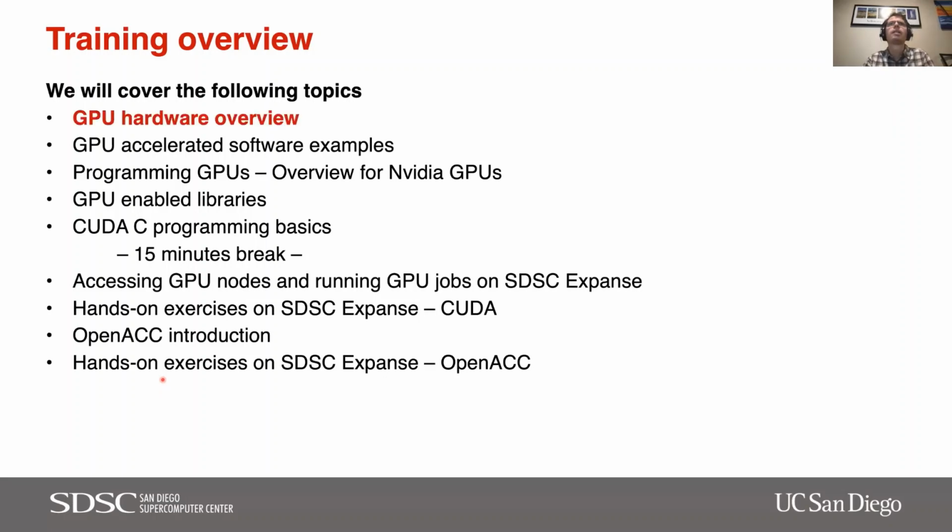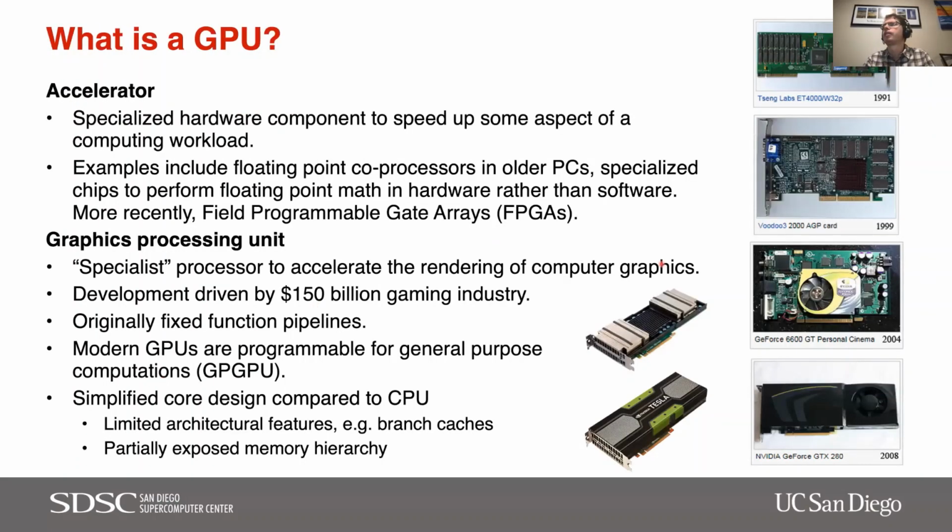All right, so with that said, let's start with a GPU hardware overview. And I like to start with the very basics. You know, a GPU basically, if you ask what is it? It's an accelerator, it's a specialized hardware component to speed up some aspect of a computing workload. And not unlike some other coprocessors that you would find in older PCs or also modern hardware. For instance, to speed up floating point operations, or nowadays you have FPGAs, or you have dedicated processors for all sorts of operations. In the last few years, in particular, for machine learning applications.